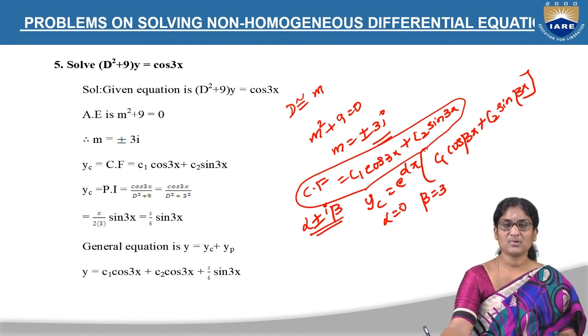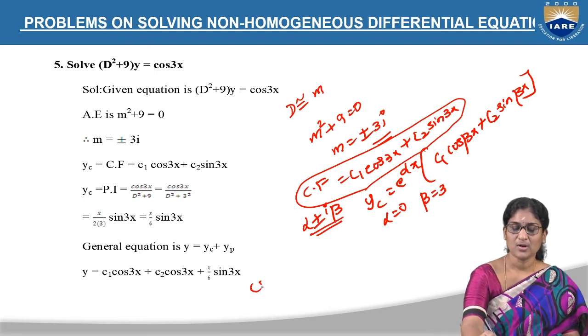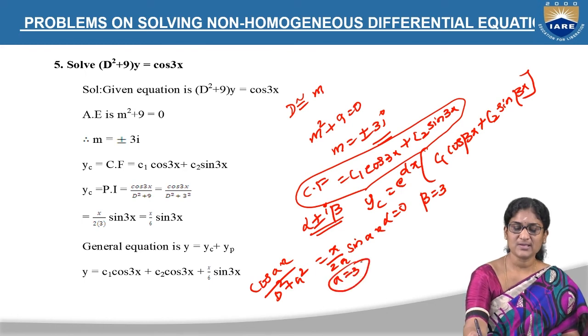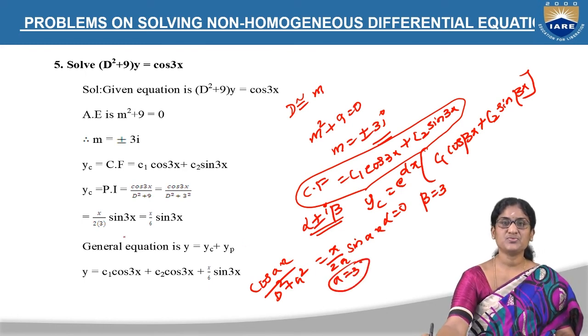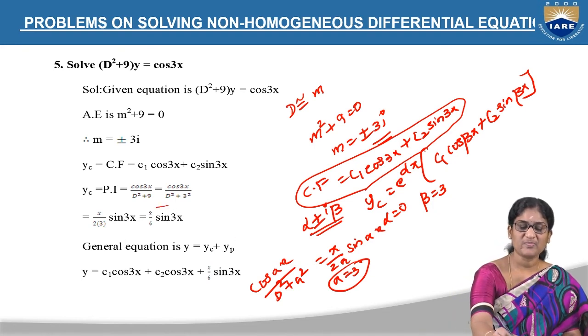Now the complementary function is finished, so going to the particular integral. The particular integral is cos 3x by D square plus 9, or cos 3x by D square plus 3 square. Now I'll substitute. I have a formula that cos ax by D square plus a square is nothing but x by 2a into sine ax. Here a is equal to 3, so I got x by 2 into 3 sine 3x, which is x by 6 sine 3x. So this is the particular integral.